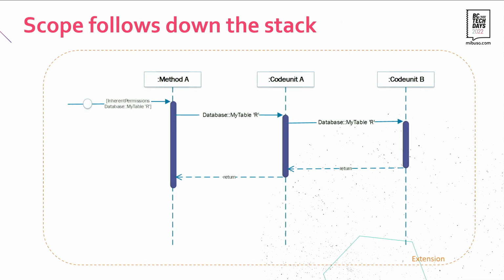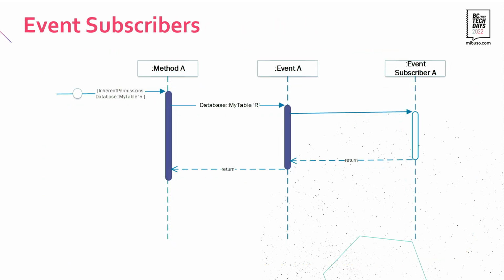The scope of inherent permissions follows down the stack. So if you put it on the top, and then you call other methods, then you still have these inherent permissions. But if an event gets raised, we strip those inherent permissions away, because you could not know when you called this code whether there would be an event subscriber later. You don't want that code to run with elevated permissions. So it's only for your own permissions.